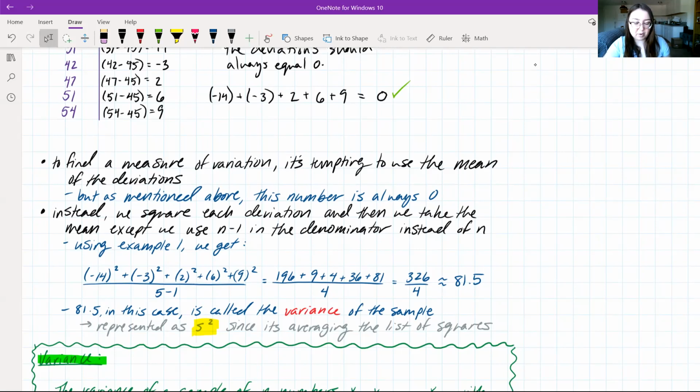In this case, 81.5 is called the variance of the sample. This is going to be represented as S squared at all times, since it's averaging the list of squares. So whenever you think about the variance, it's always going to be squared. It's going to be S squared, or you can also see it as sigma squared for a population. So whenever you think about variance, it's always squared.